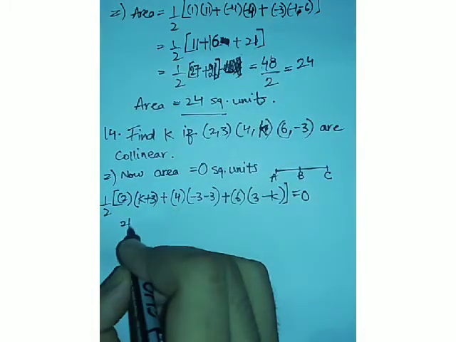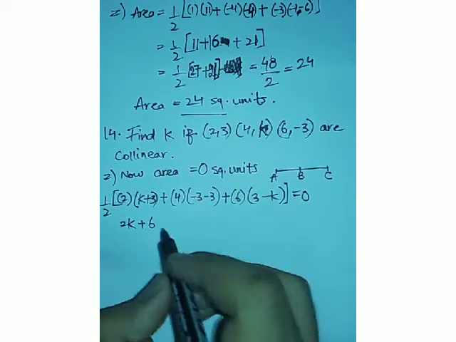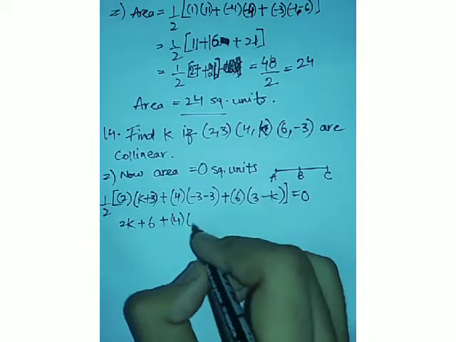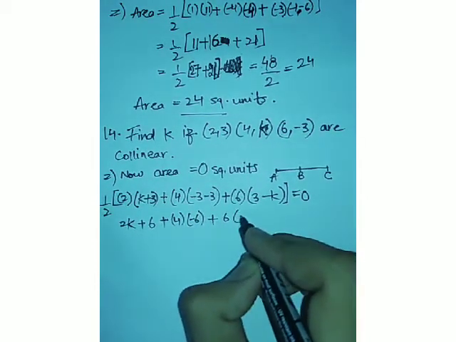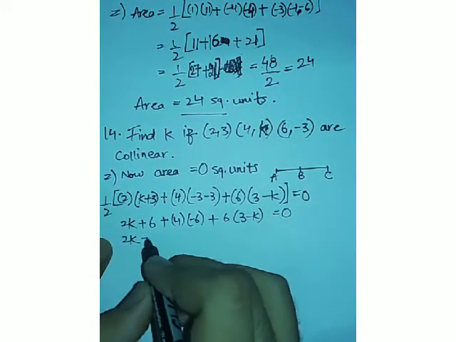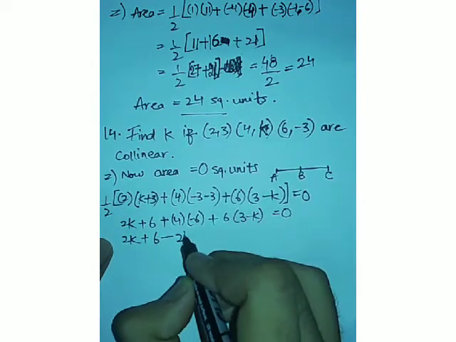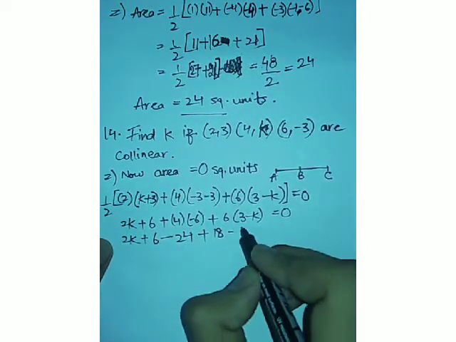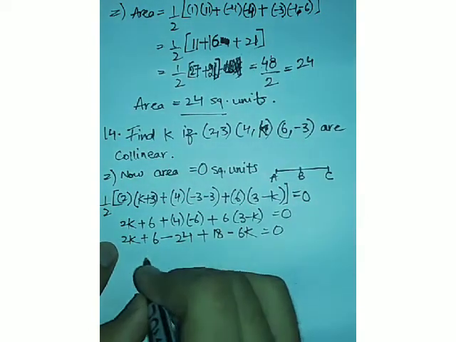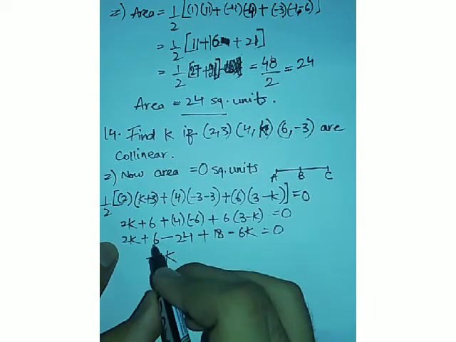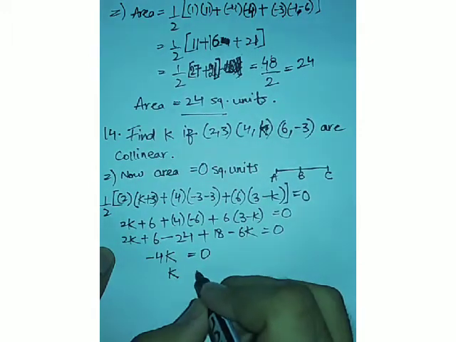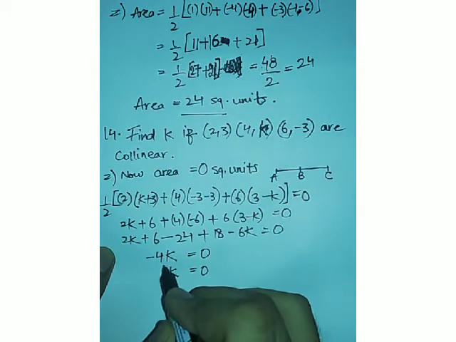And solve this. 2k plus 6 plus 4 multiplied by minus 3, that is minus 6, plus 6 times 3 minus k equal to 0. 2k plus 6 minus 24 plus 18 minus 6k equal to 0. 2k minus 6k, that is minus 4k. 18 plus 6, 24. 24 minus 24, 0. So we will get nothing. And ultimately the value of k is 0. So it is our answer.